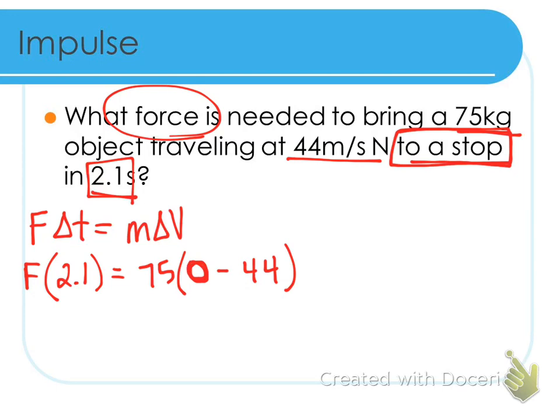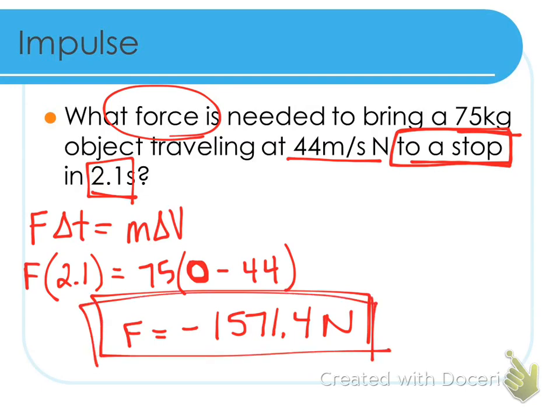If you don't have your calculator at lunch, go ahead and grab that. Okay, is that about what we had? Multiply these two on the right, divide by 2.1.